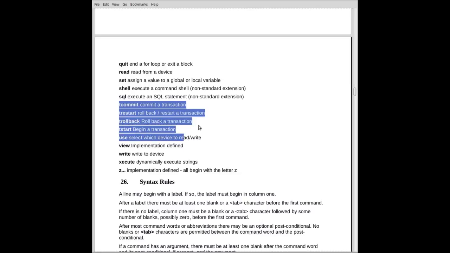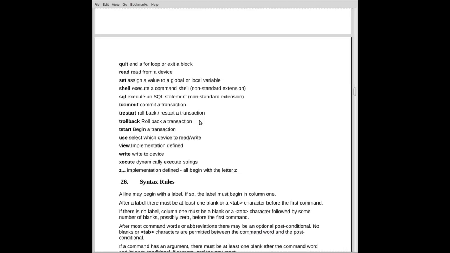These were suggested for the standard, and they may or may not be in a given version of Mumps. They were never actually approved as parts of the standard, but they have to do with transaction processing, which are databases, integral transaction sequences, and that's how you do it. We probably won't get into it here because that's very much more implementation specific.